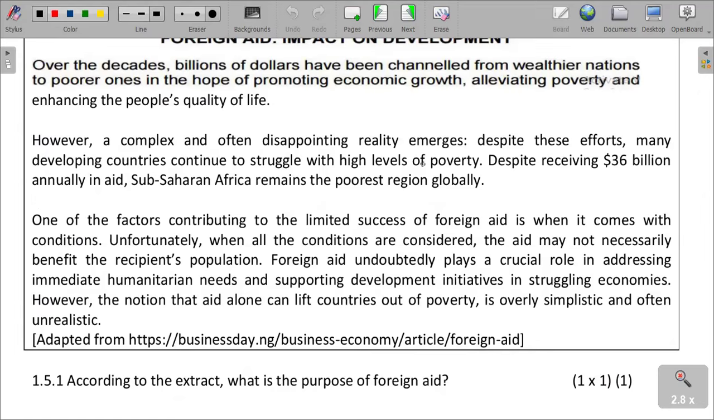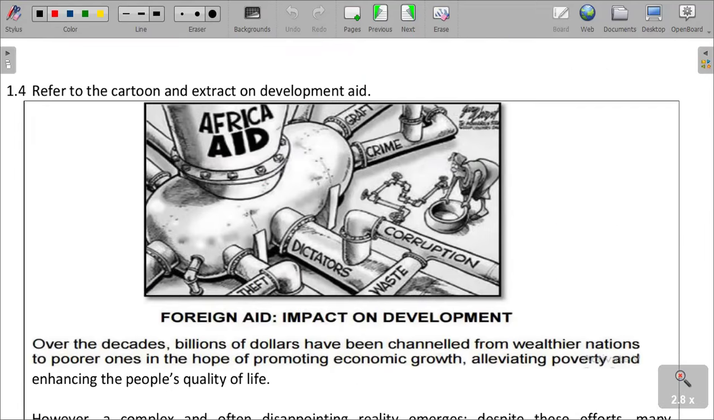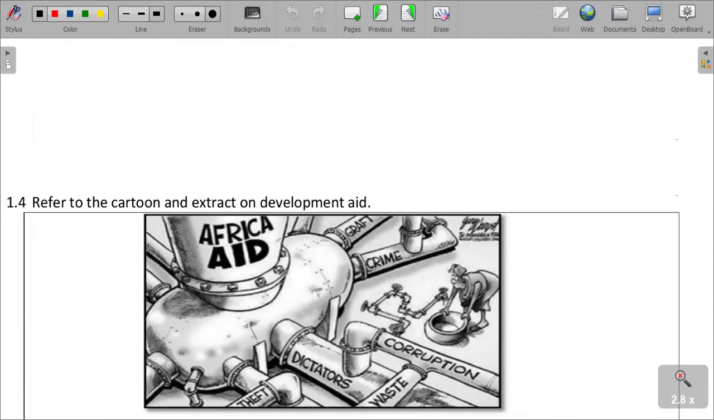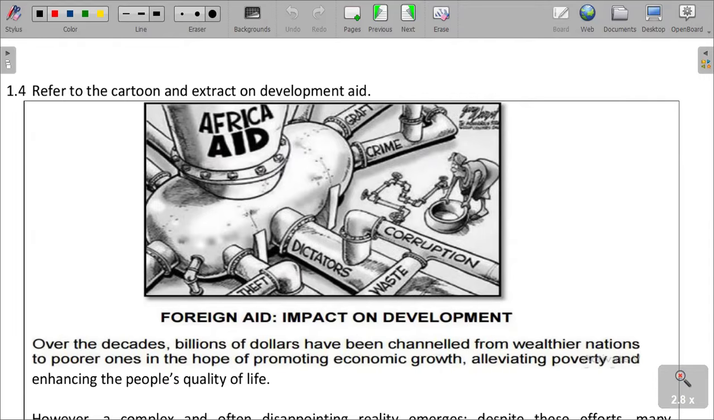And then we are given this question: refer to the cartoon and extract on development aid to Africa. We are given Africa aid, and then we are given corruption, dictators, theft, waste. All these crimes, graft, are given here.